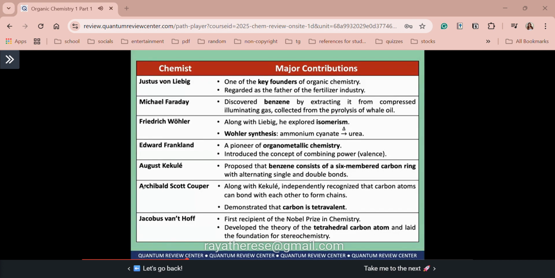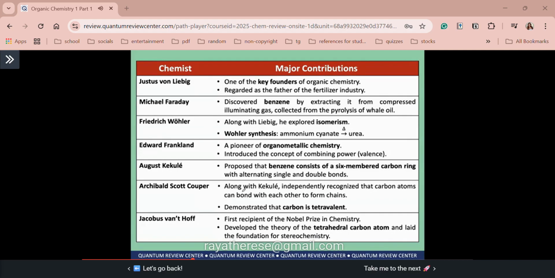But for now, let's discuss the major contribution of Van Hoff, diba? So Jacobus Van Hoff, of course, he's a Nobel Prize awardee due to his discovery of the tetrahedral molecular geometry of your carbon atom. And of course, because of that discovery, it pioneered the exploration of your stereochemistry. I know that some of you found stereochemistry challenging. For this discussion, again, class, we will also cover some of the basics of stereochemistry. Okay, so I hope it's clear.